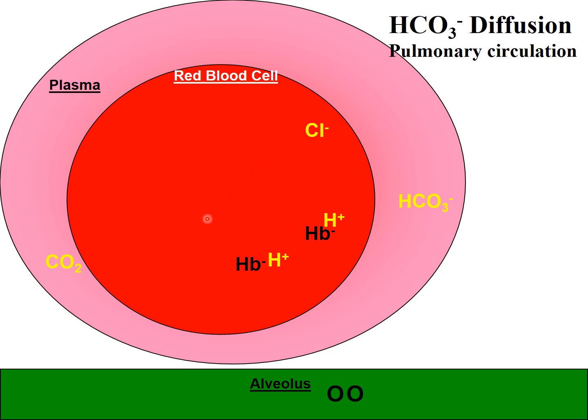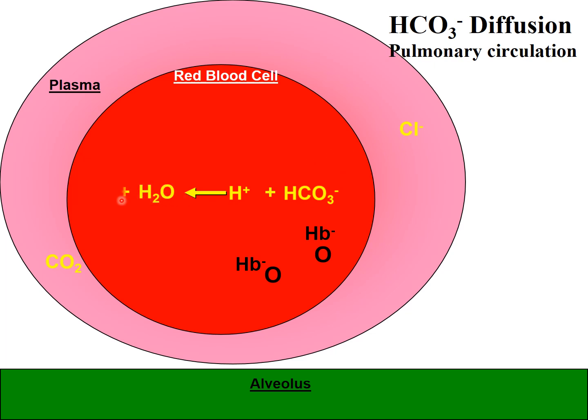And what will happen in the alveoli? Now the oxygen is coming in, replacing the hydrogen. The hydrogen is going to associate with the bicarbonate and chloride goes out. And this bicarbonate plus the hydrogen makes the carbonic acid. The carbonic acid is going to dissociate very fast into water and carbon dioxide.